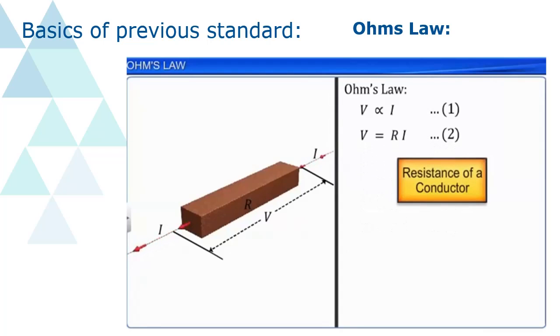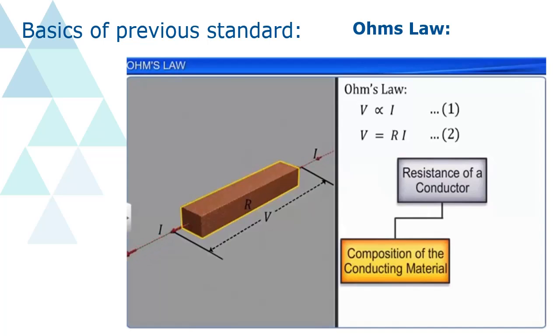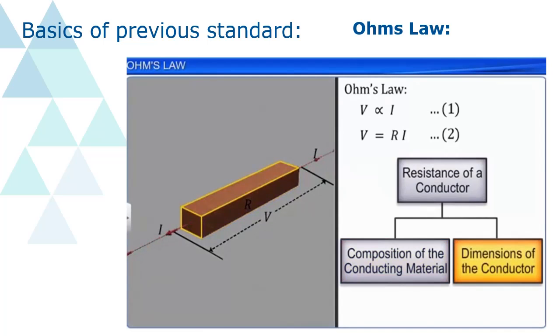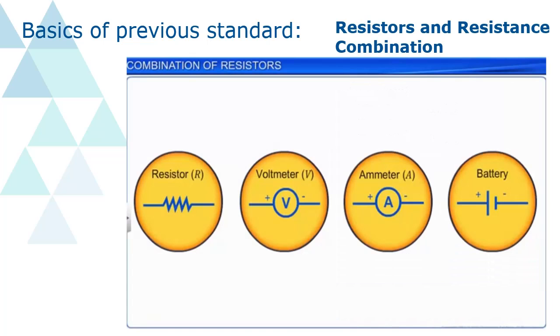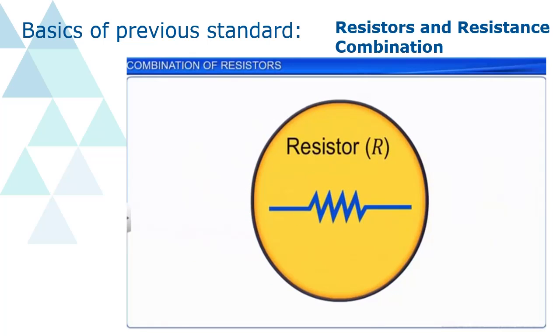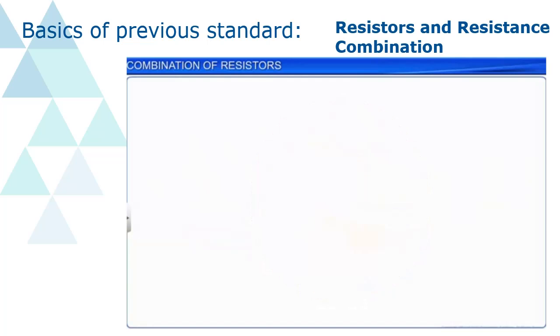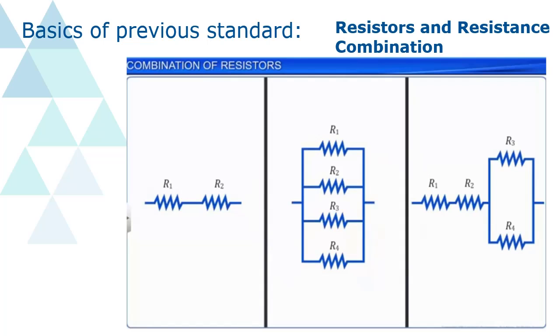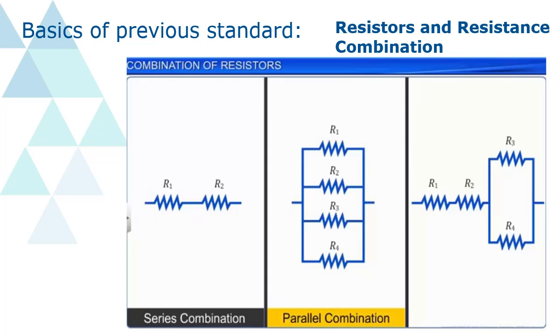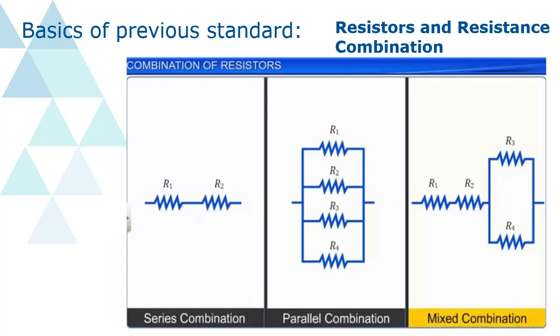The resistance R of a conductor depends on the composition of the conducting material and the dimensions of the conductor. Resistors are one of the important components in a circuit. Resistors are joined together to form various types of combinations to obtain the required resistance in the following 3 ways: 1. Series combination. 2. Parallel combination. And 3. Mixed combination made up of both series as well as parallel combinations of resistors.